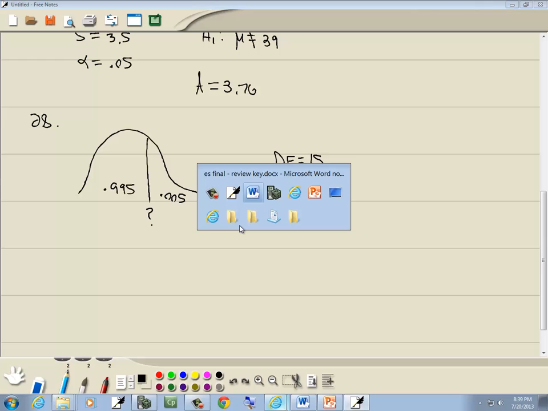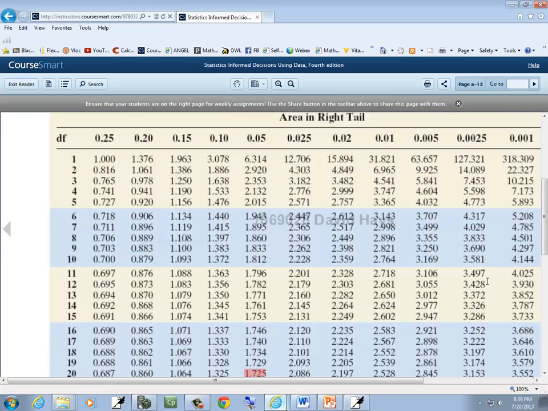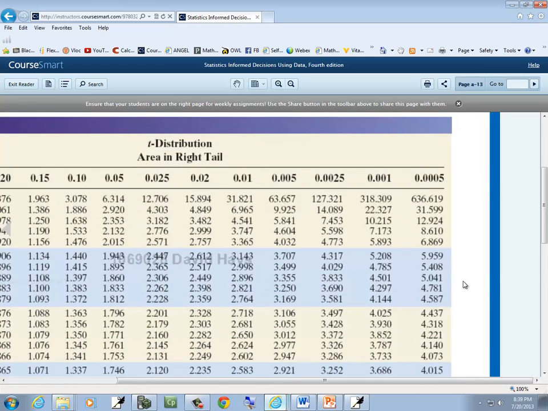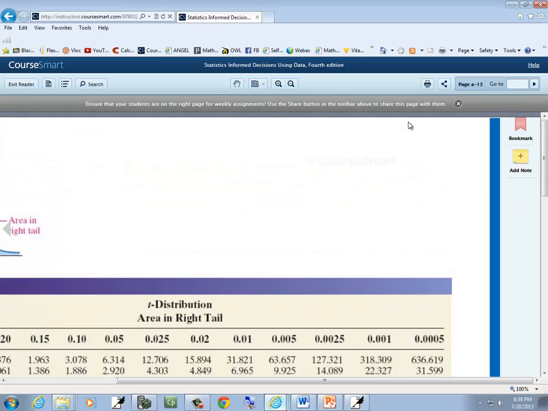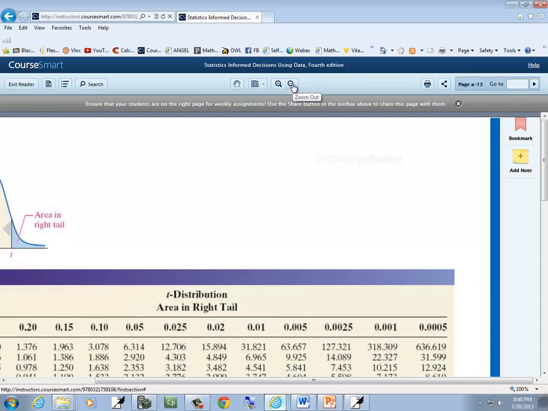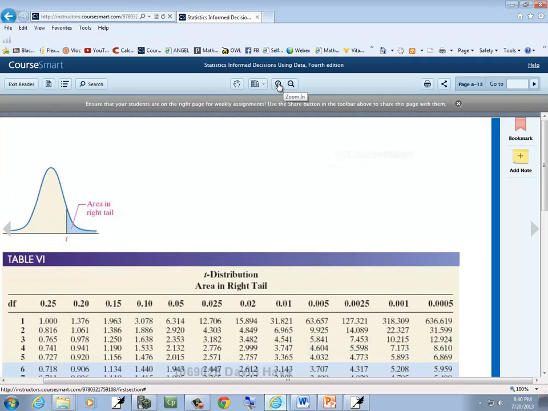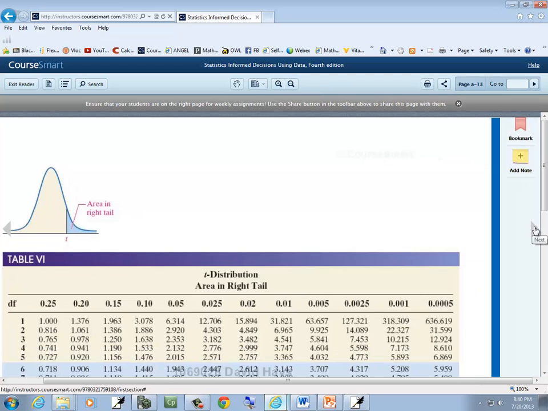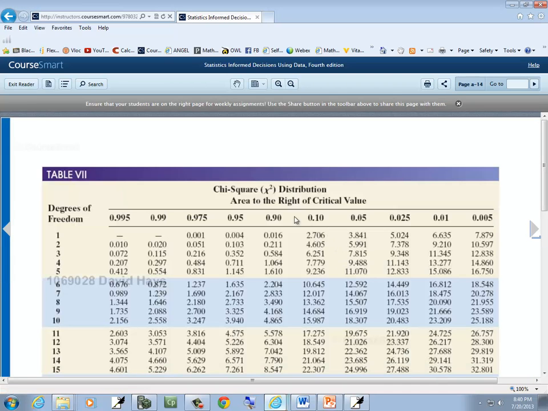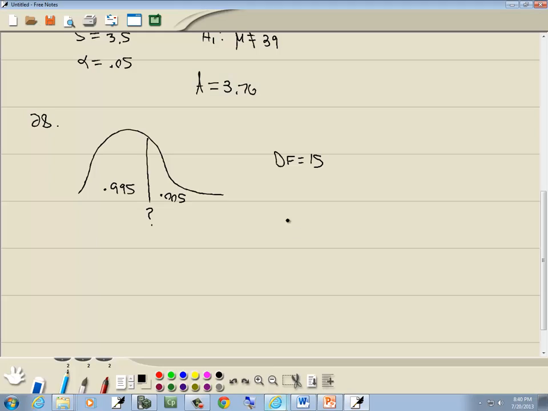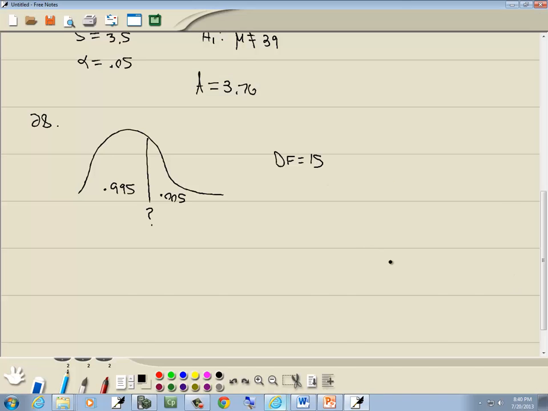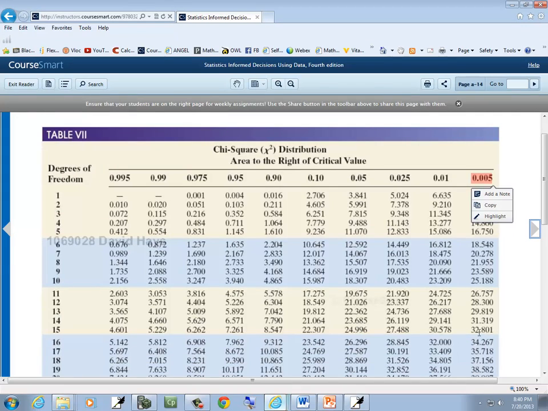So let's go look this up. This was the t-distribution table. We want to look over in the... how do I go to the next page? There it is. Chi-square. Now chi-square is based upon the area to the right. So the area to the right here will be 0.005. So we want to look in the far right column, where we got 0.005. Now our degree of freedom is 15, so we want to scroll down to 15, and we get 32.801.